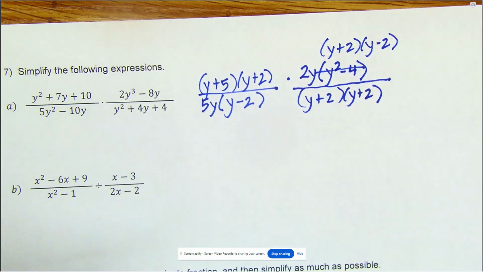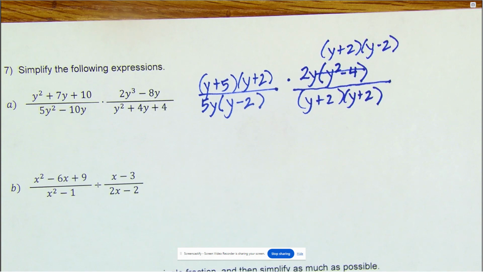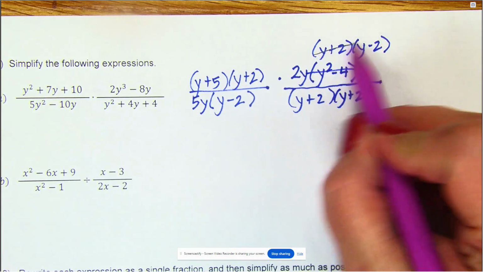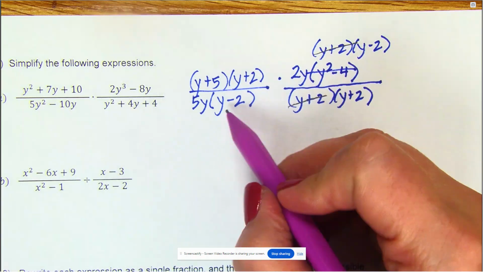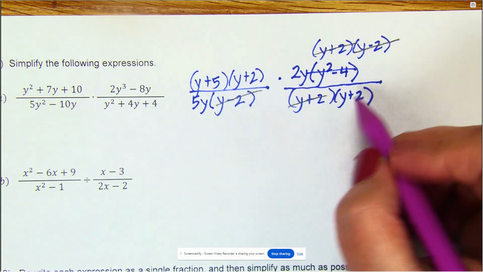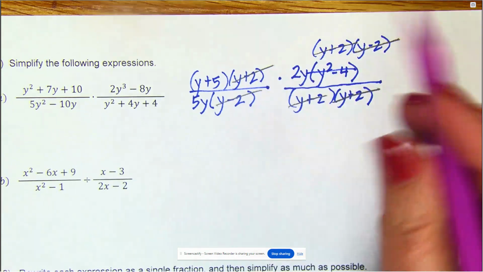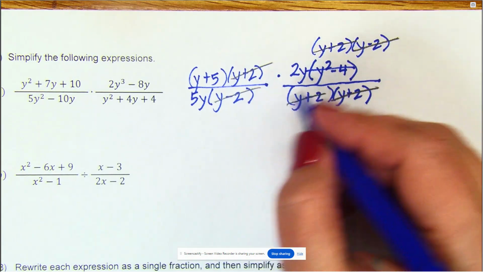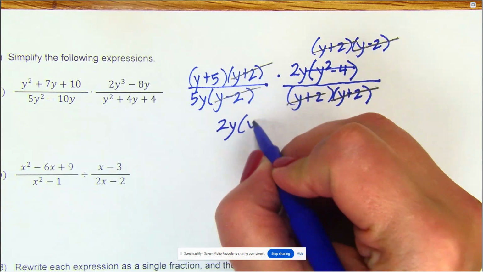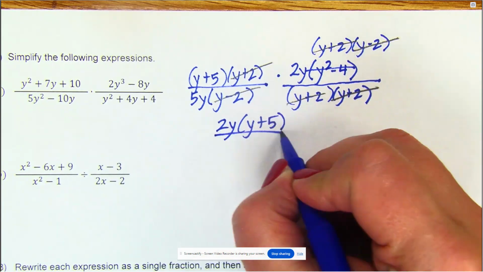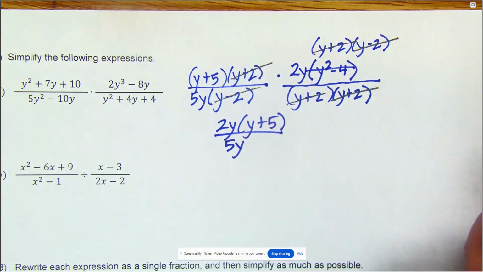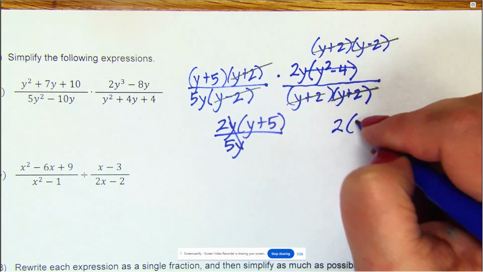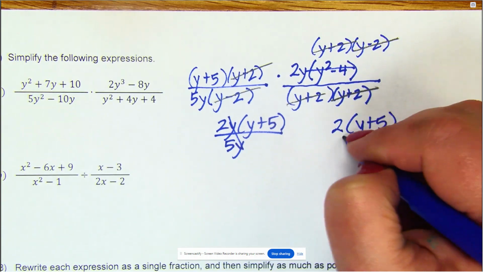So then after you factor, you look for common factors that you can cancel, top to bottom, right? So a plus 2 cancels a plus 2, a minus 2 cancels a minus 2, plus 2 cancels a plus 2. And then I'm going to write it out before I clean up a little bit more. So I have 2y times y plus 5 all over 5y. And then these two can cancel. So my final answer is 2 times y plus 5 all over 5.